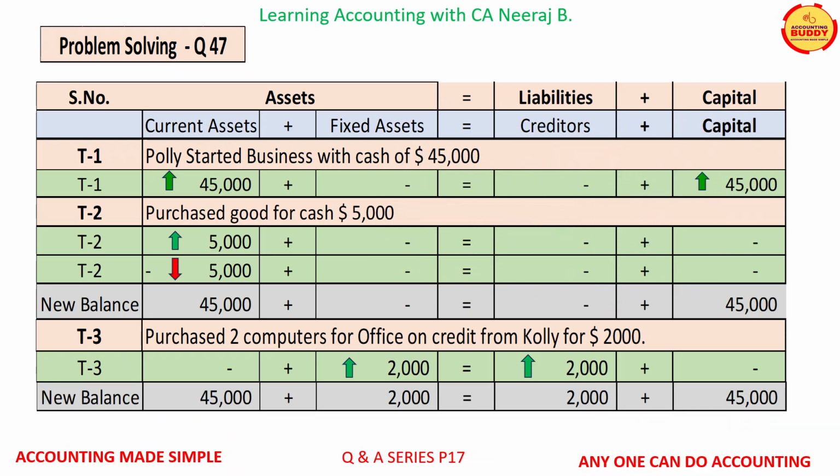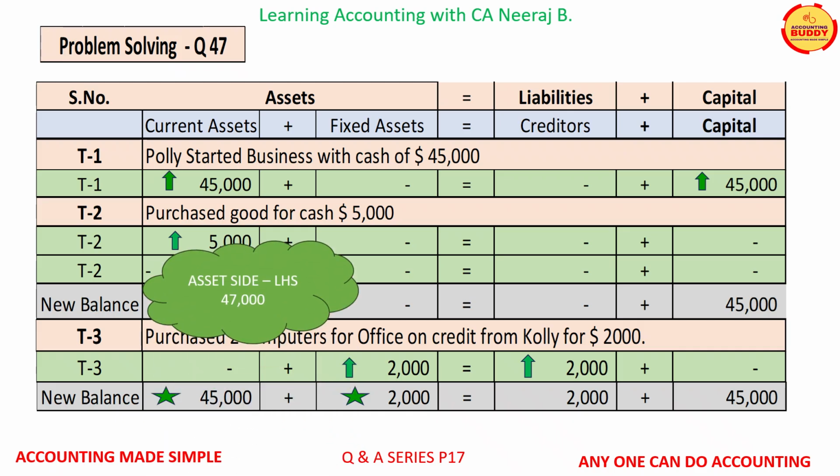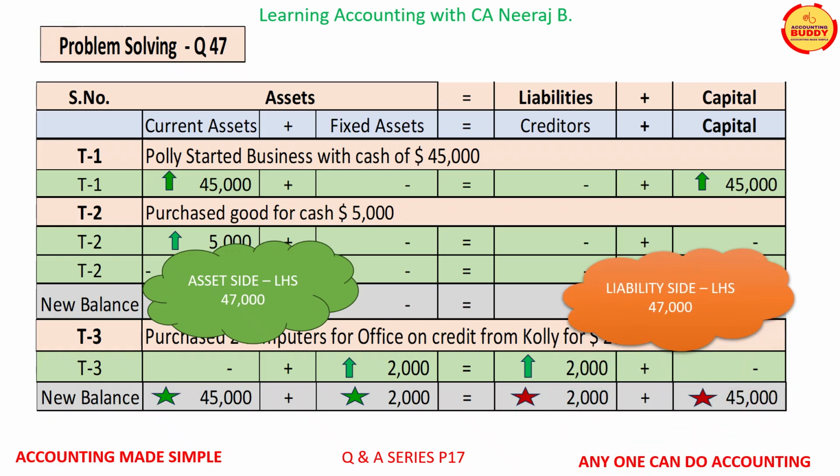Post T3 transaction, the new accounting equation balance will be $45,000 of current assets, $2,000 of fixed assets, totaling to $47,000 of total assets of the business. And on the right hand side, we will have $2,000 of liabilities plus a capital of $45,000.